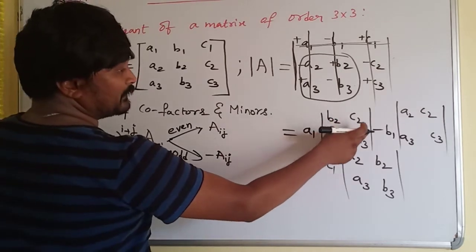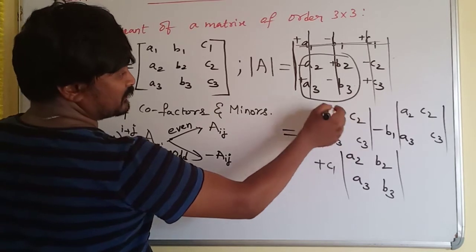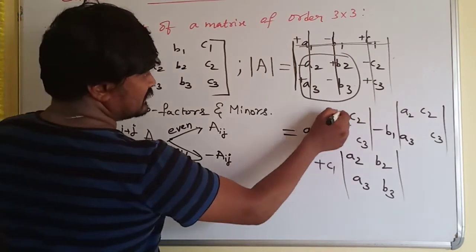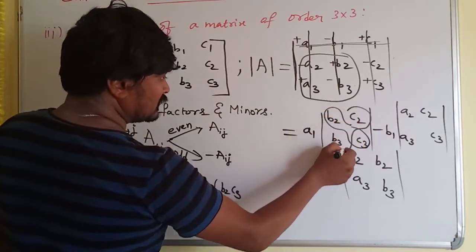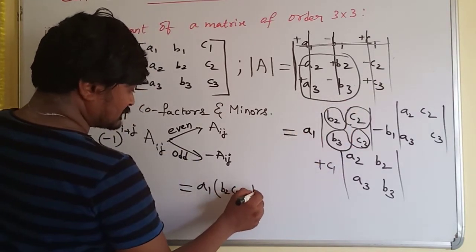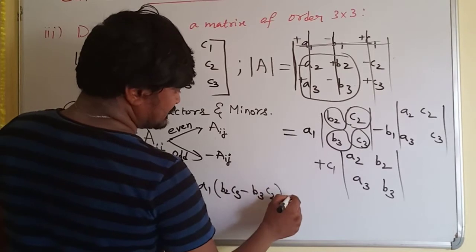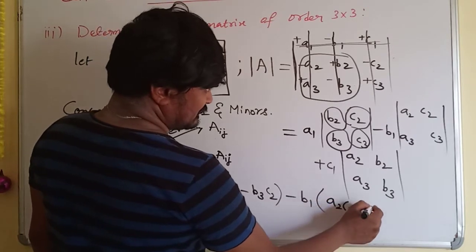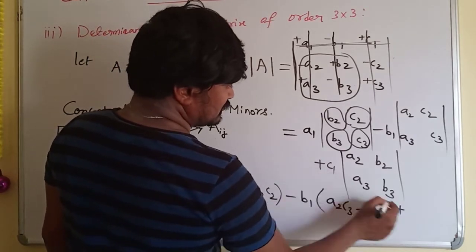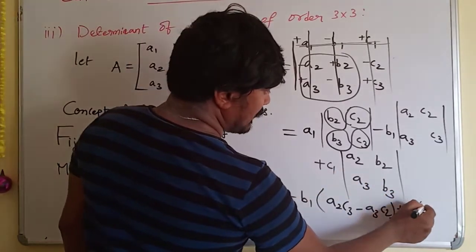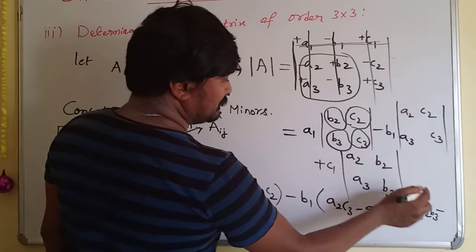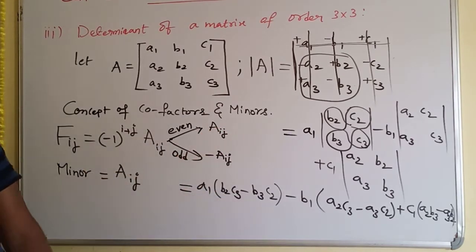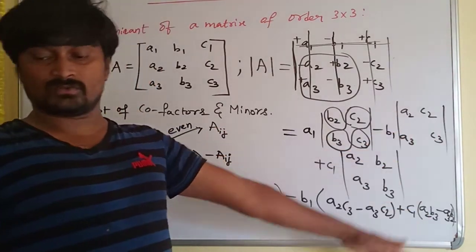For A1, you already know that in a 2 by 2 matrix form, it is the first diagonal product minus the second diagonal product. So what you get: B2, C3 minus B3, C2. Then here the minus symbol, B1 into A2, C3 minus A3, C2. Plus C1 into A2, B3 minus A3, B2. I hope you all understood clearly how I wrote this. Just simplify this and you get one answer, that is your answer.